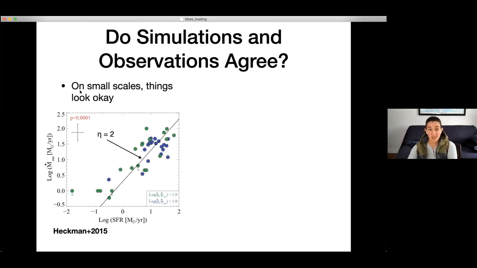Okay, so finishing up, do simulations and observations agree? As I said, on small scales, I think things look kind of okay. We don't have great ways to measure right now the mass outflow rates in the hot phase, which we think is generally driving the winds. But for the warm ionized phase, maybe things are kind of okay.